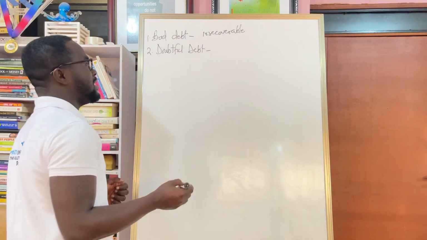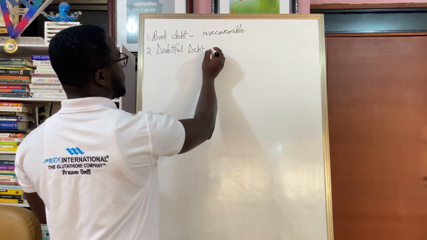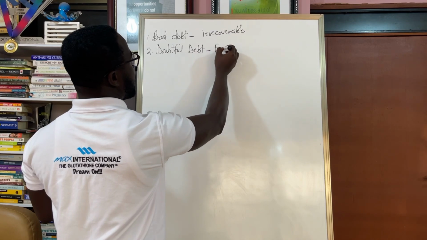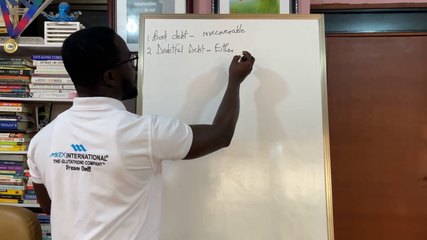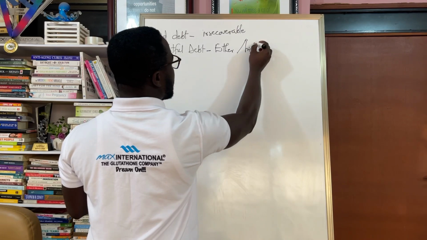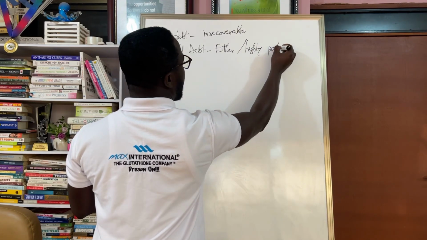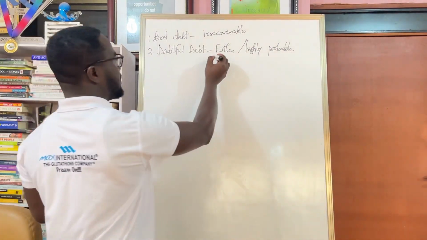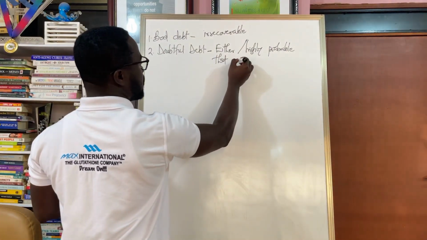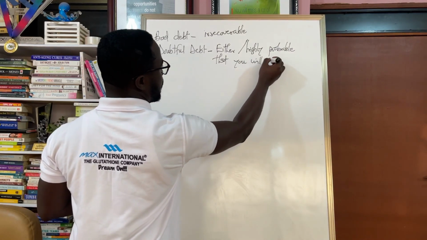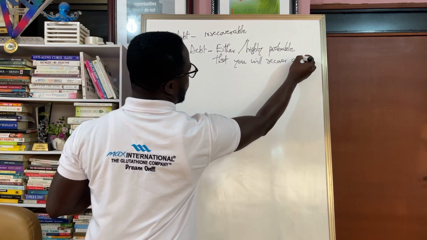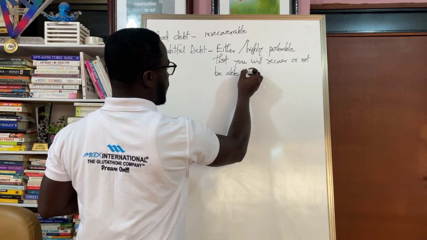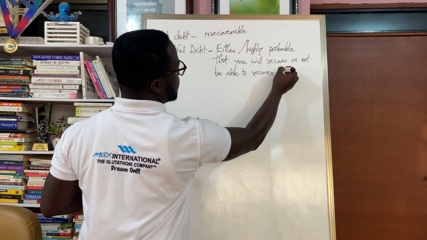So doubtful debt is a debt which is either highly probable that you will recover or not be able to recover. So it's 50-50.